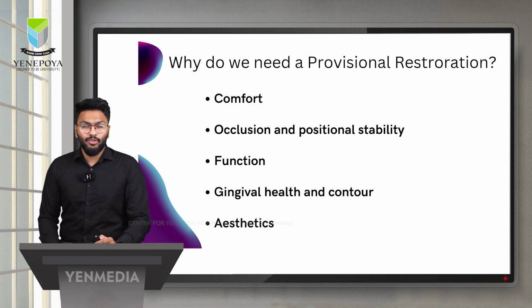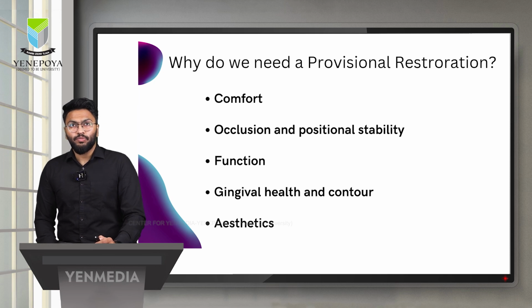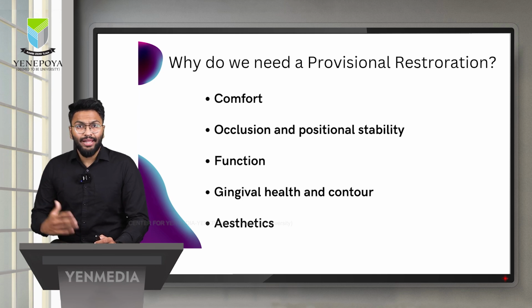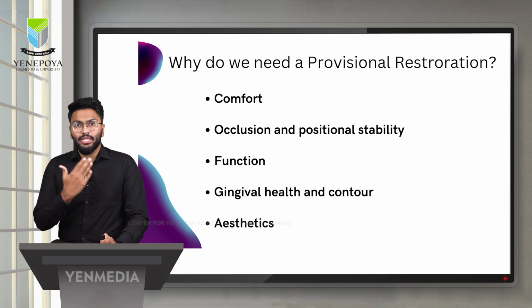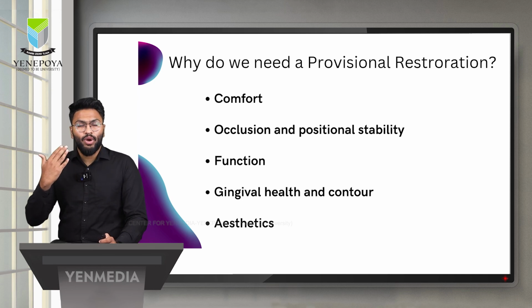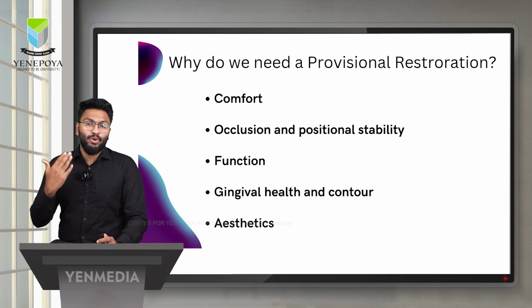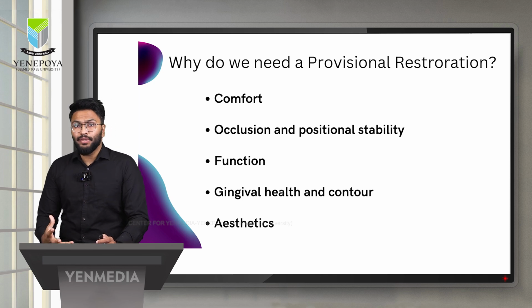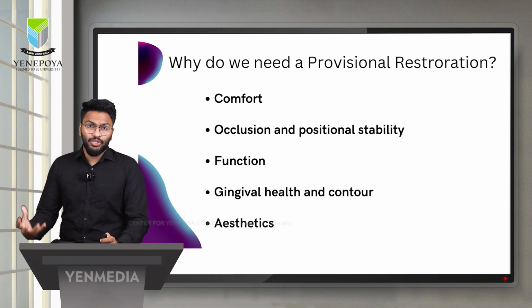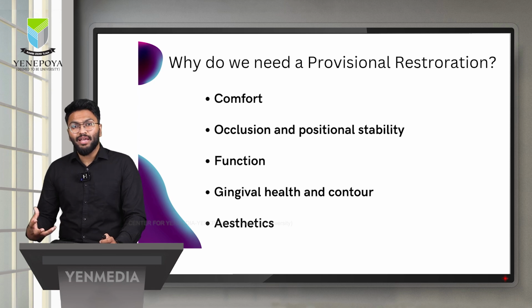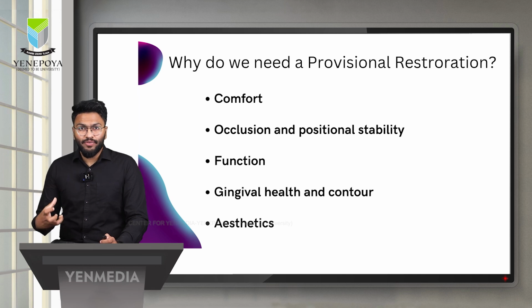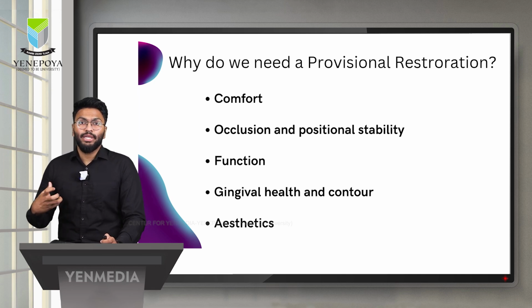Then comes function, the most important reason why you have to give the provisional restoration: to regain the function. Let's say we are preparing a 3-unit FPD on one side of the arch. Let's say you're preparing 1/5 and 1/7 to replace 1/6. Here, all the 3 main posterior teeth are not fit for function. In such a situation, the patient will surely have some amount of discomfort, and this will lead to patient dissatisfaction or lack of confidence in the treatment.